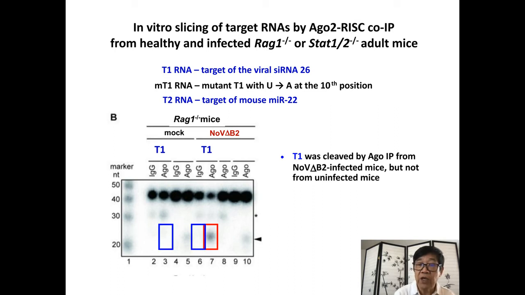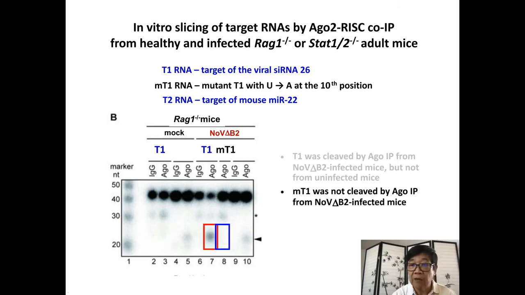However, we did not detect cleavage using the control IgG complex immunoprecipitated from the same infected mice. We also do not see cleavage using Argonaute complexes purified from uninfected RAG1 knockout mice, all marked by the blue boxes.